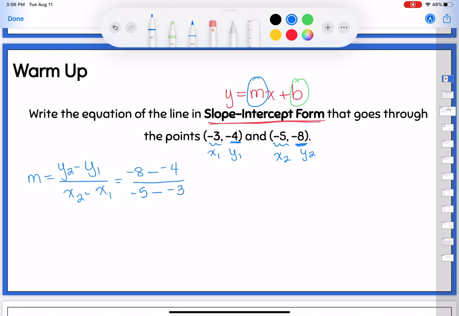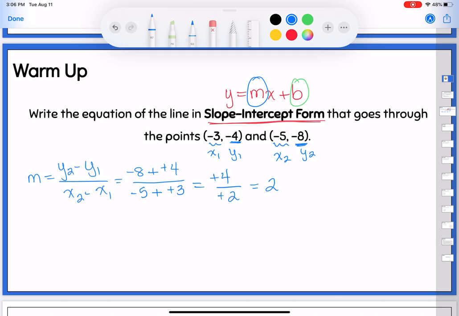All right, so now my two negatives turn to a positive at the top, so I have -8 plus 4 gives me -4. And I have two negatives turn to a positive on the bottom, and I have -5 plus 3, which gives me -2. Now when I'm simplifying that fraction, again, two negatives turn to a positive, so I get positive 2 over 1, or just positive 2. So my slope is 2.